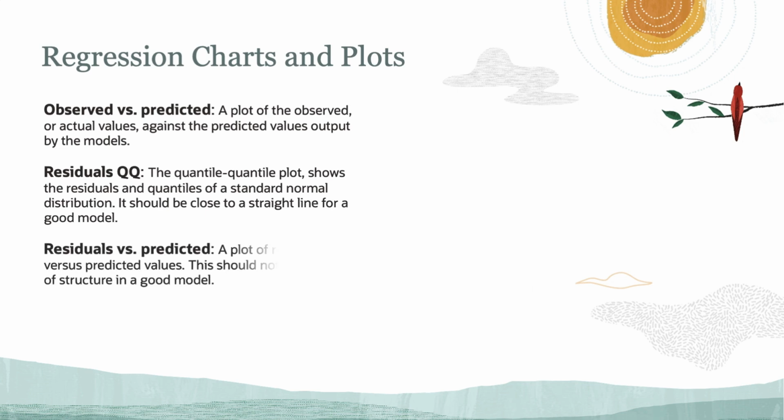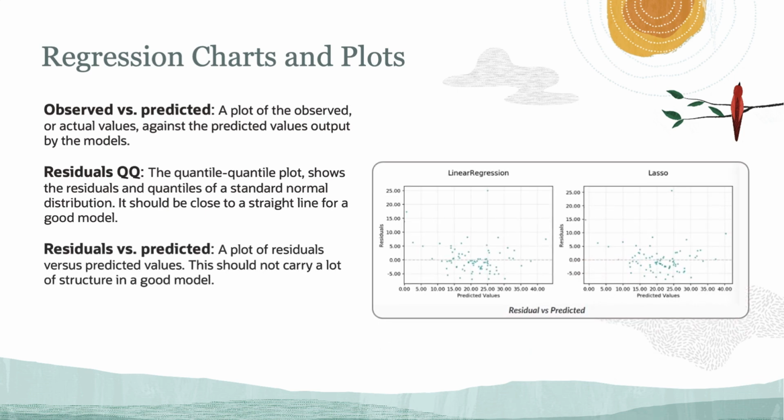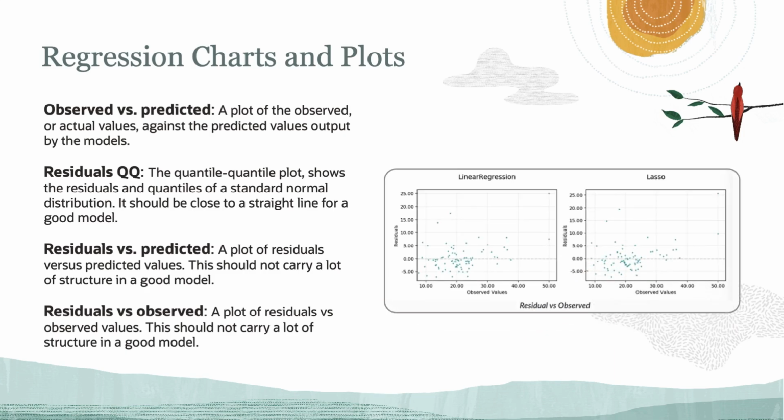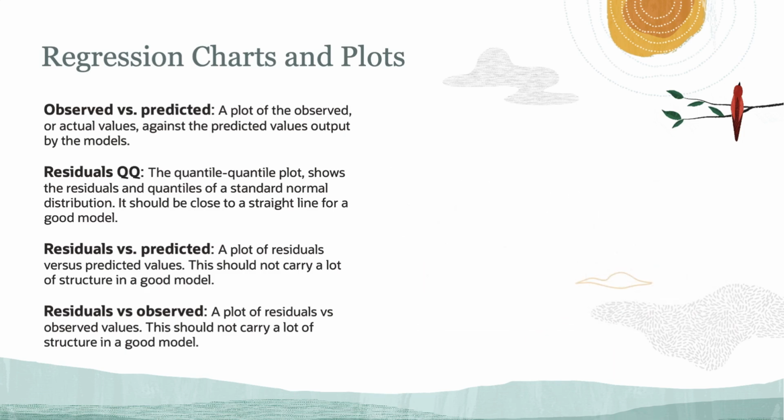Again, moving on to residuals versus predicted: the plot of residuals versus predicted values. The next one is residuals versus observed: a plot between residuals and observed values. I hope this was a valuable lesson on learning how to evaluate models using ADS evaluators. We will see you in your next lesson.